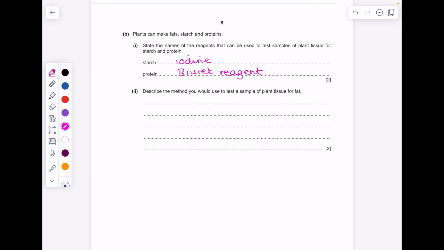Describe the method you use to test a sample of plant tissue for fat. You need to add ethanol and water. You need to shake. And remember, you'll get a milky white emulsion in the presence of fat.